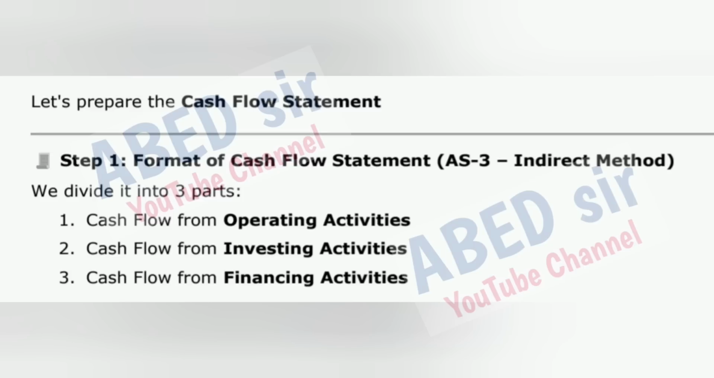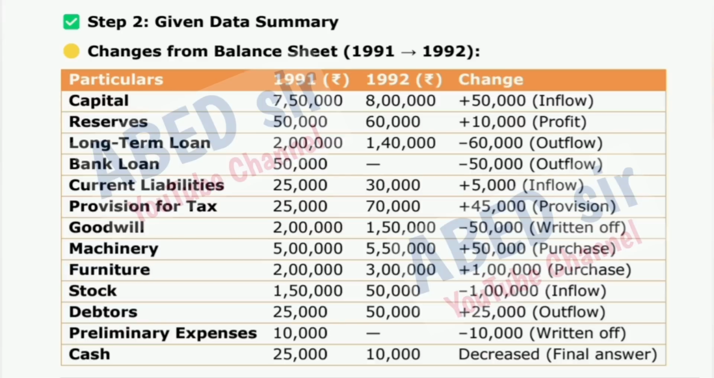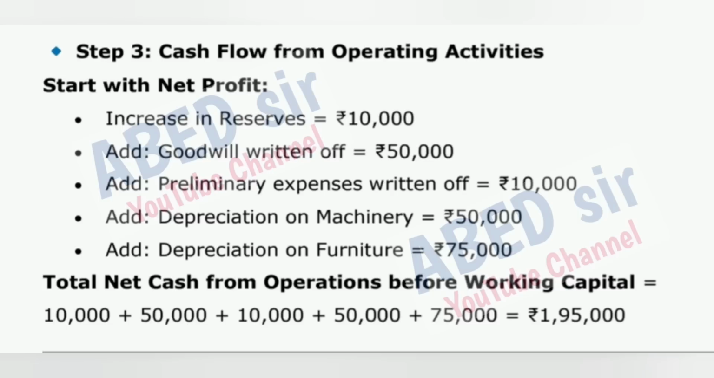Step 1. Format of cash flow statement as per AS 3, indirect method. We divide it into 3 parts. 1. Cash flow from operating activities. 2. Cash flow from investing activities. 3. Cash flow from financing activities. Step 2. Given data summary. Changes from balance sheet 1991-1992. Step 3. Cash flow from operating activities.